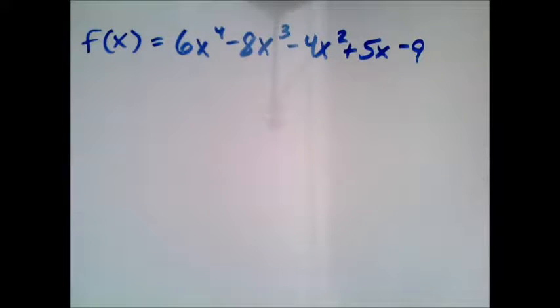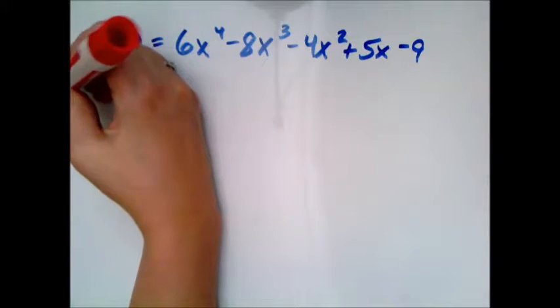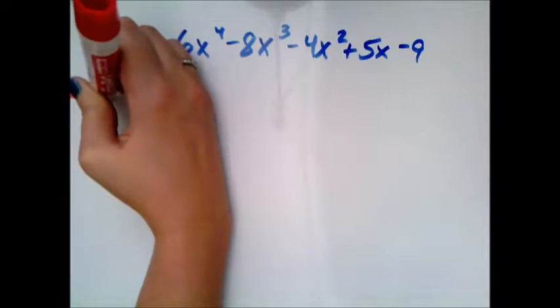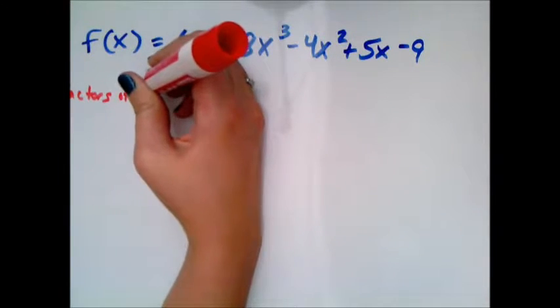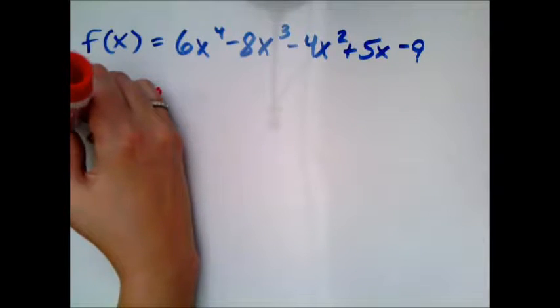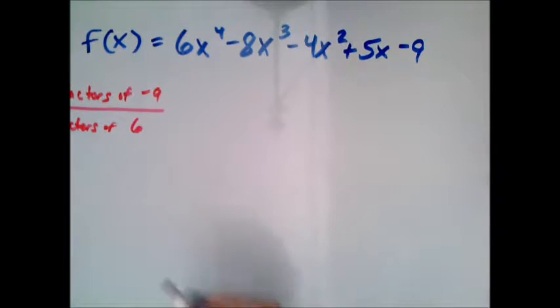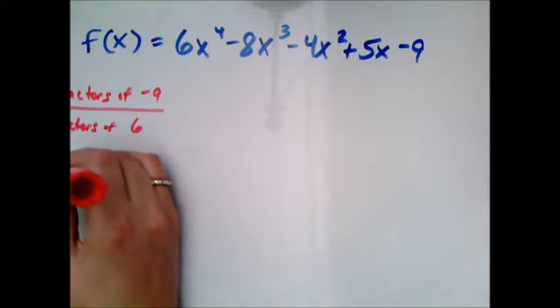Here's another find all possible rational zeros. And so if we remember the theorem, we want factors of the last number, which here is 9 or -9, over factors of our leading coefficient, which is 6. So first, let's write down all the factors of both of these numbers.